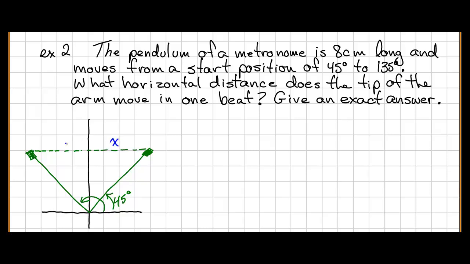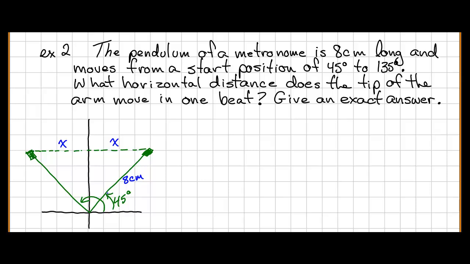So we're going to look for this distance x on the one triangle, which is the same as that distance x on the other triangle. So we're going to try to calculate x and double it to get that horizontal distance. Now, in this triangle, I know that the pendulum is 8 centimeters long, so that's the hypotenuse.